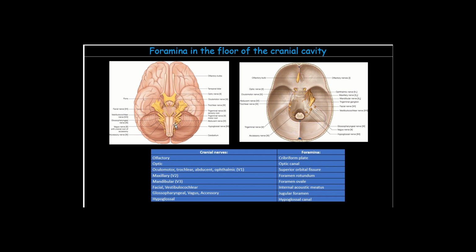In front of the olive, we've got these rootlets coming off. They belong to the hypoglossal nerve between the olive and the pyramid. These are going to pass through the hypoglossal canal to innervate the tongue musculature.